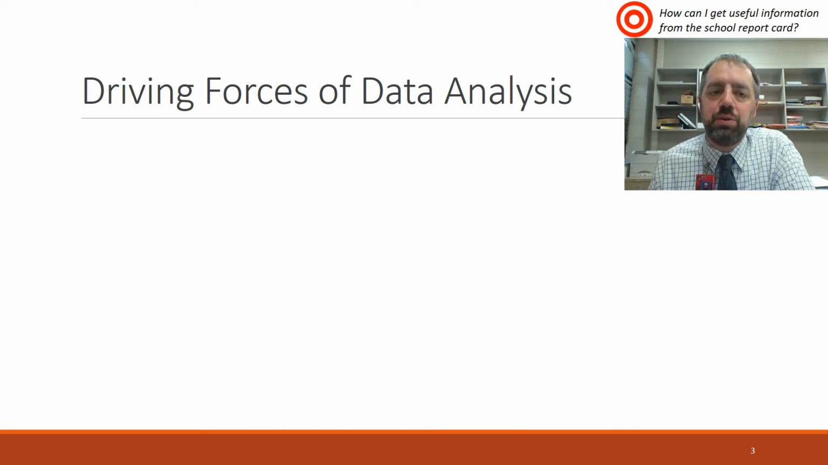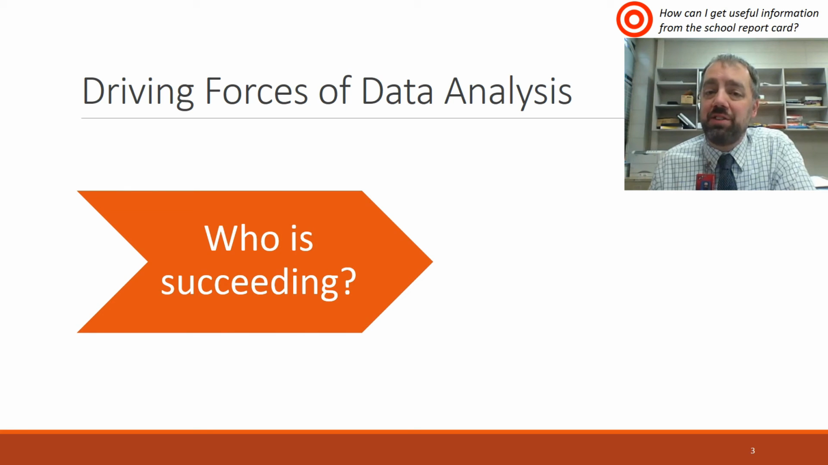There are really two driving forces behind data analysis that we do when we're talking about student achievement. And the first is we want to answer the question of who is succeeding. Don't focus so much on who is not succeeding. Don't focus so much on where the gaps are. Those reveal themselves when we do this analysis. What we first want to look at is what is actually working. Who are the students who are succeeding?